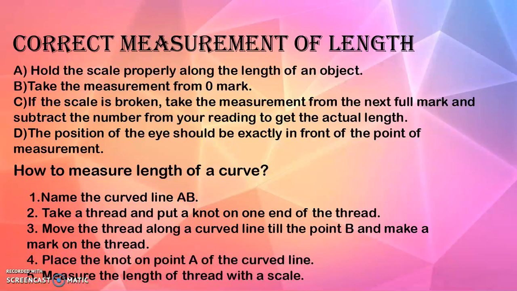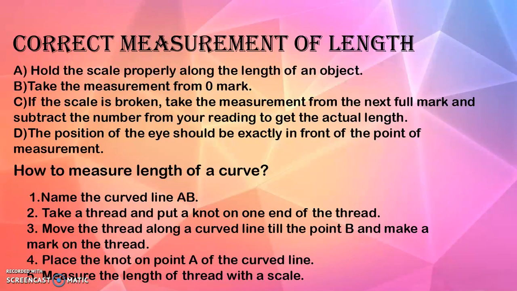So if the scale is broken till 2 and you start from 3, whatever measurement you get, subtract 3 from that so that you get the actual length. The position of the eye should be exactly in front of the point of measurement.